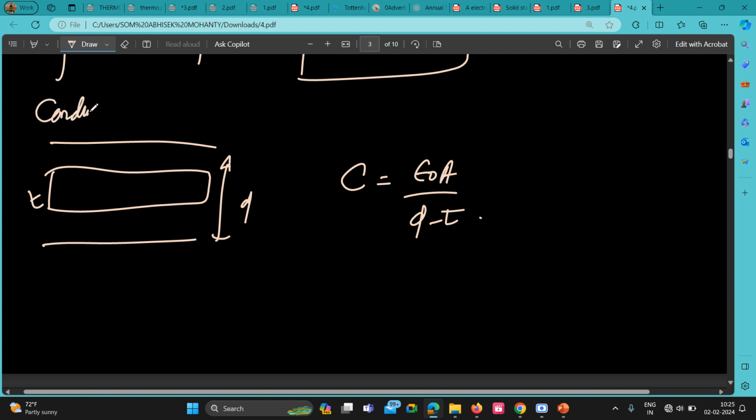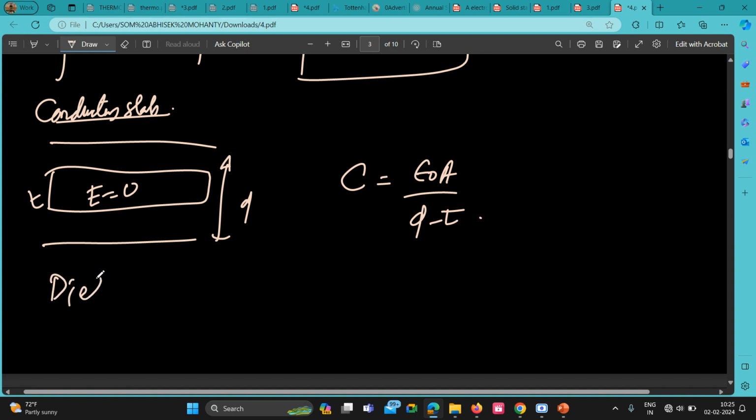Suppose there is a conducting slab between the two plates of a capacitor, and its thickness is t. So the capacitance will be epsilon naught A by (d minus t). Here this is a conducting slab, not a dielectric slab, where the electric field is zero inside.